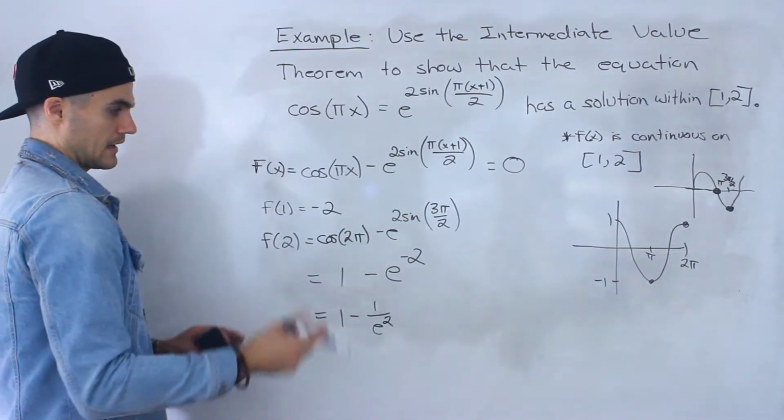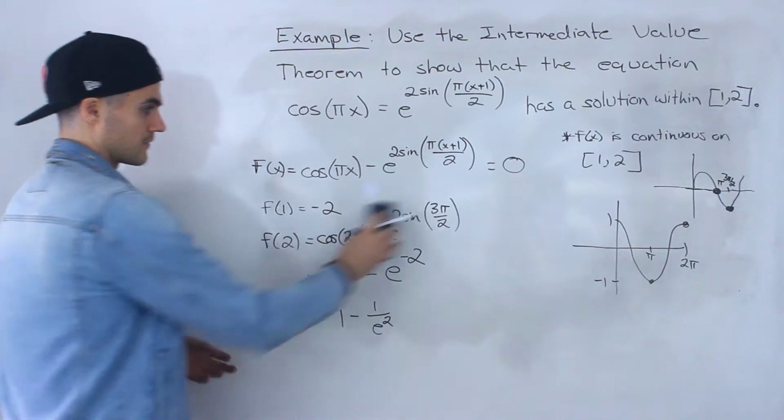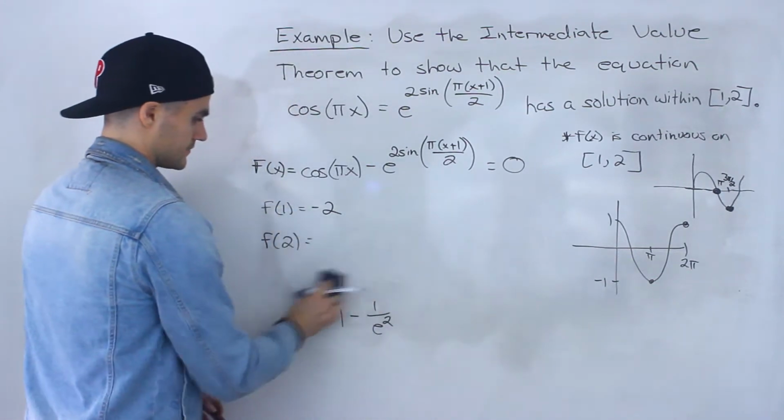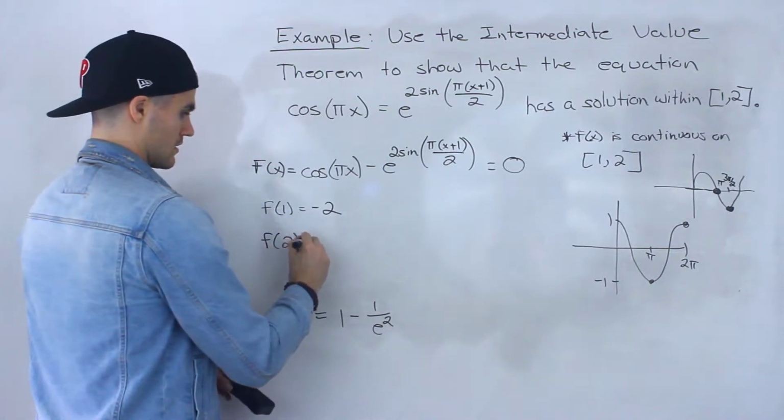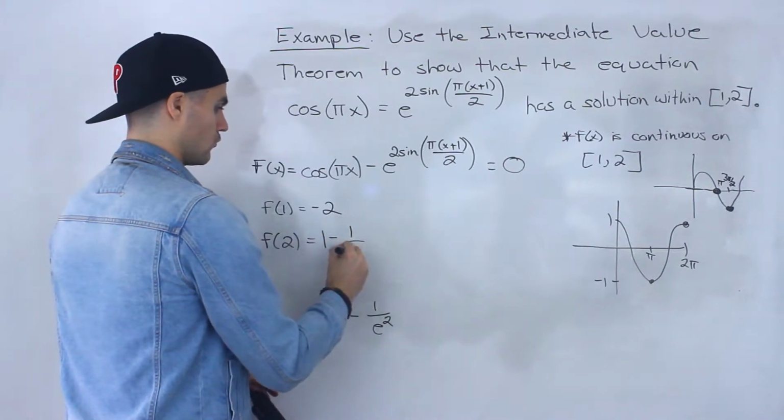Now let's pretend we're not using a calculator here. So notice 1 minus 1 over e to the 2.